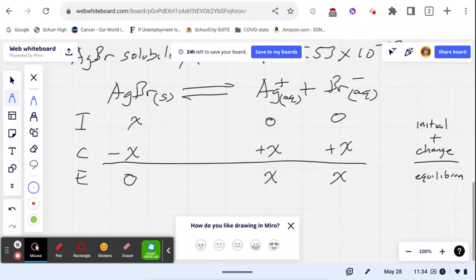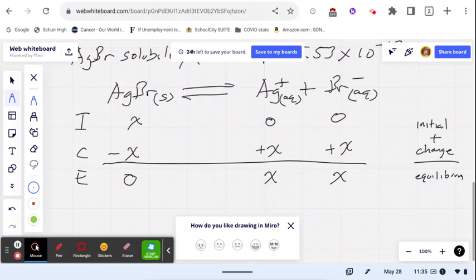Okay, so we've got the ICE table set up, and this is basically how you do all these problems. There are harder problems that are not solubility product constant problems that you set up similarly, but there are other things that come into it. Really, the setup is the same for all equilibrium problems, but with the solubility product, the math breaks down and becomes simplified compared to these other problems.